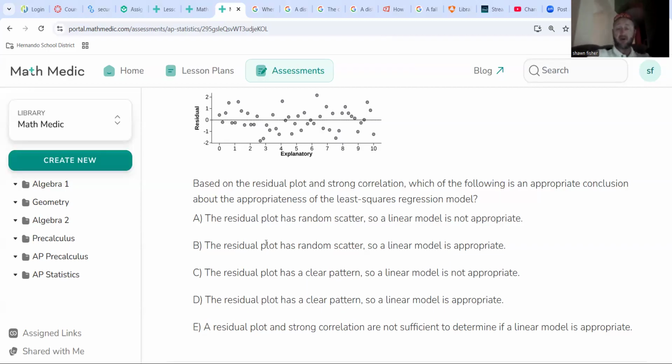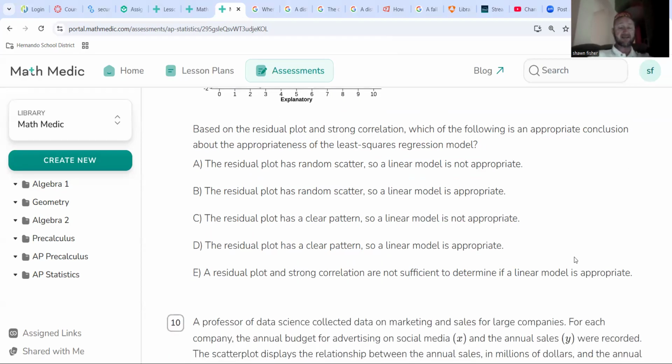Did we mark off a good least square regression model in the original data plot? Is that a pretty good model? Yeah, this is a pretty good model because the residual does not show any kind of clear pattern. Good. All right, that is B.